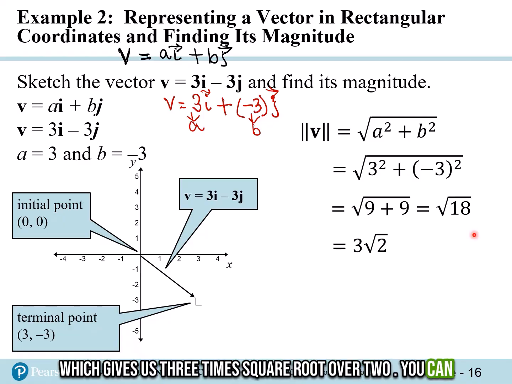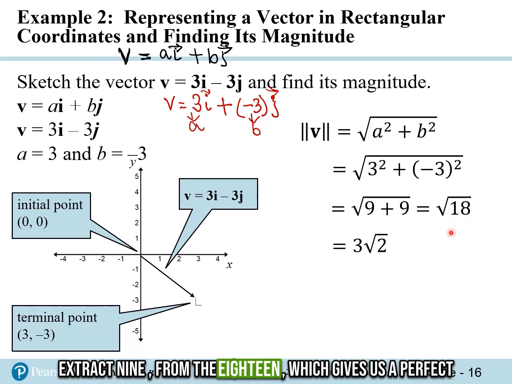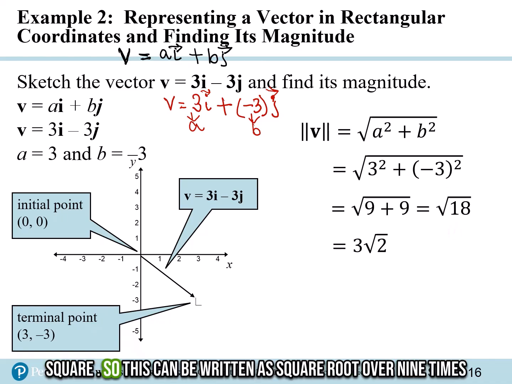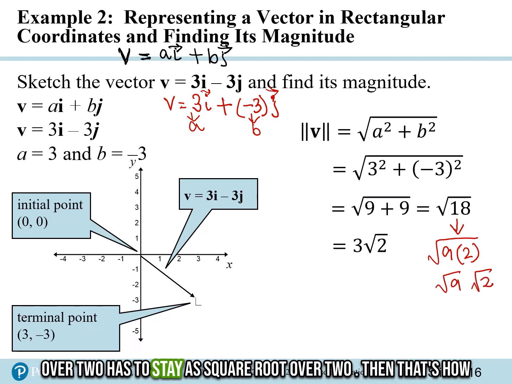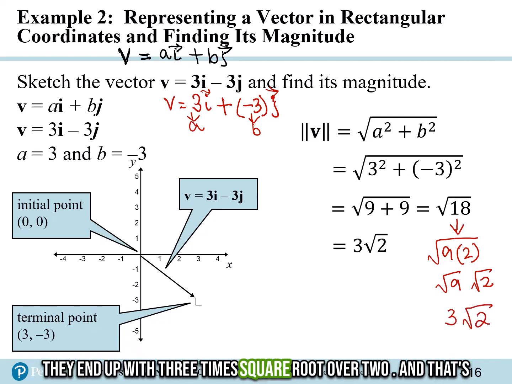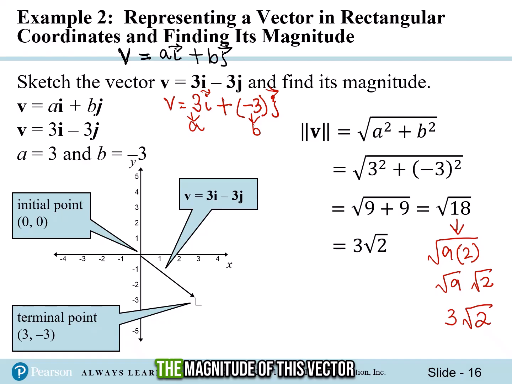which gives us 3 times the square root of 2. You can extract 9 from the 18, which gives us a perfect square. So this can be written as the square root of 9 times 2. And then the square root of 9 is 3. The square root of 2 has to stay as the square root of 2. Then that's how we end up with 3 times the square root of 2. And that's the magnitude of this vector.